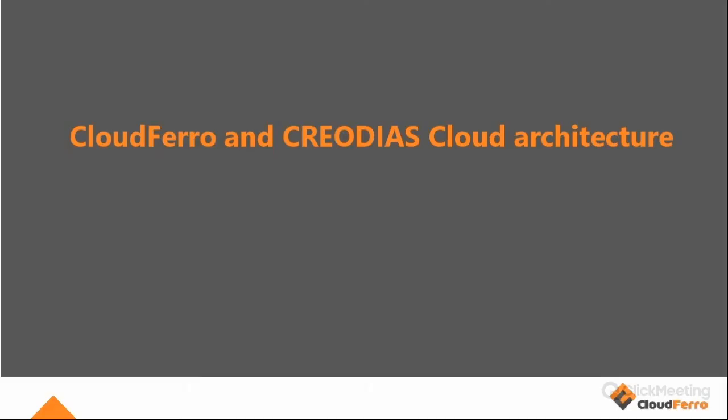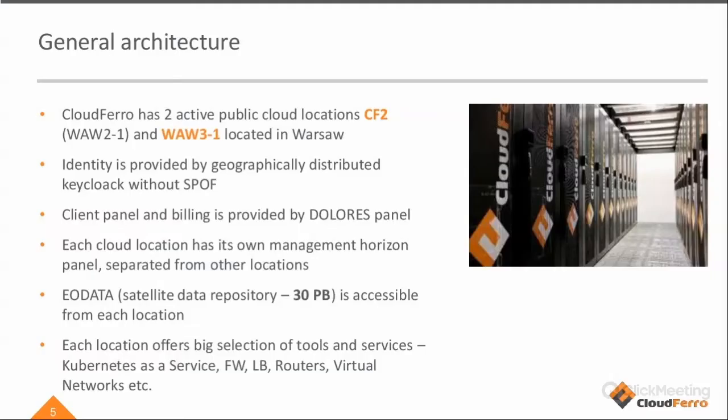So, our cloud and how our services are architected. Firstly, we have 2 active public cloud locations that you can use to process your data, to start VMs, to store data, and other things like this. This is the CF2 and WAW3-1, and we have changed the convention of naming the clouds in the last year, because going with CF2, CF3, and so on wasn't very intuitive.